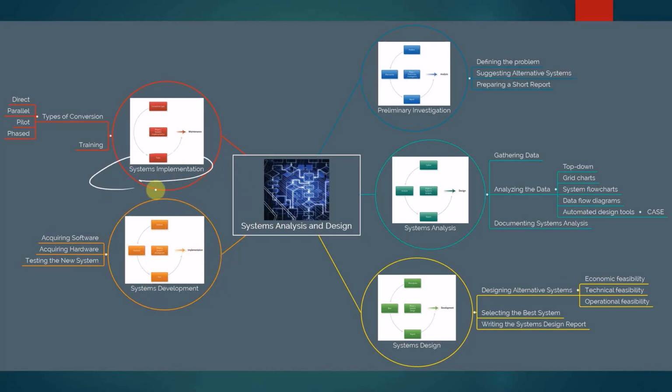Once systems development has been completed, then we'll implement it through the systems implementation phase. In this phase, the system is implemented, installed, and people are being trained to use it. Implementation can take several types of conversions. It could be direct, where we go from one system to the new system.